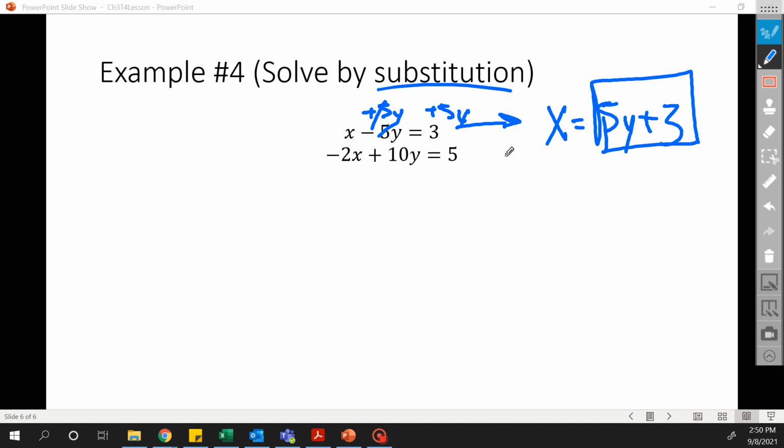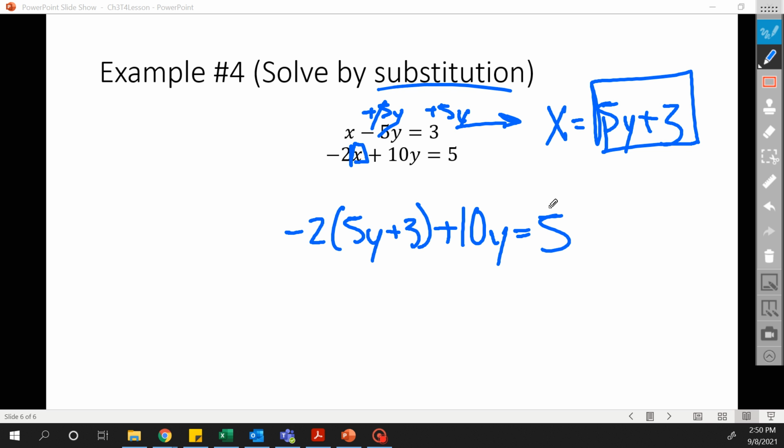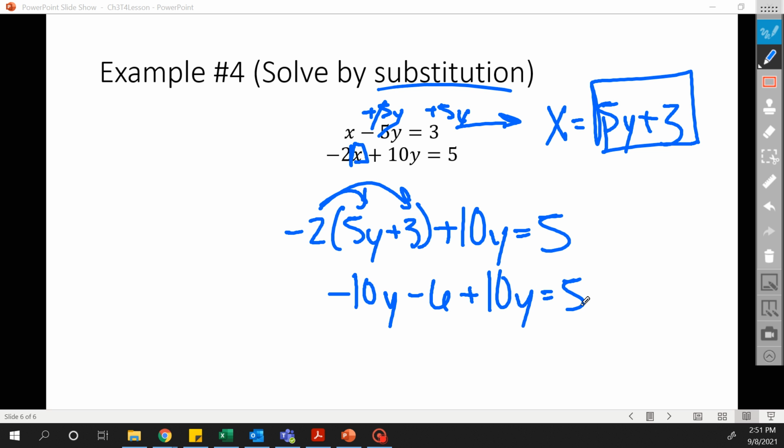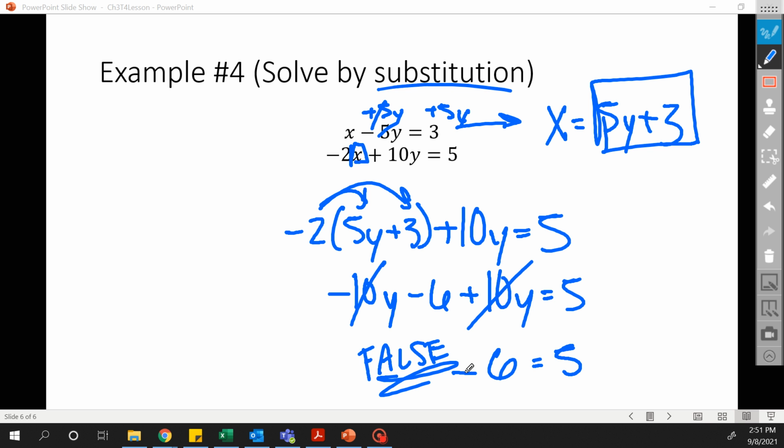Now I can use substitution to replace the x in the second equation with 5y plus 3. So I got negative 2 times x, so times 5y plus 3, plus 10y equals 5. Distribute and combine like terms. Negative 10y minus 6 plus 10y equals 5. Now once again, in the solving process, the y's will cancel and we get negative 6 equals 5. This is a fundamentally false statement. This is not true. Negative 6 is not equal to 5.